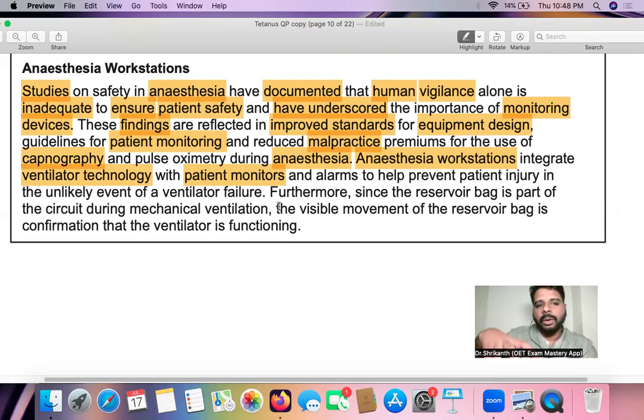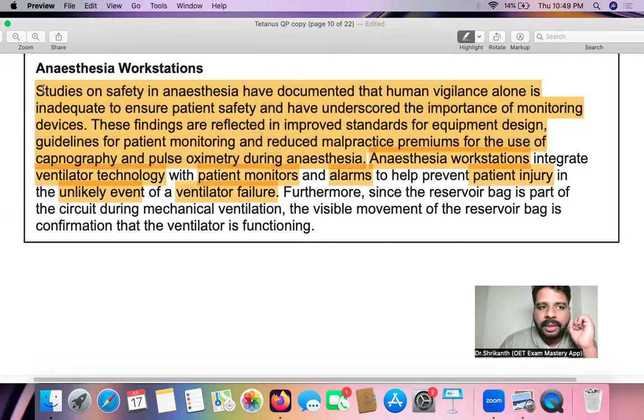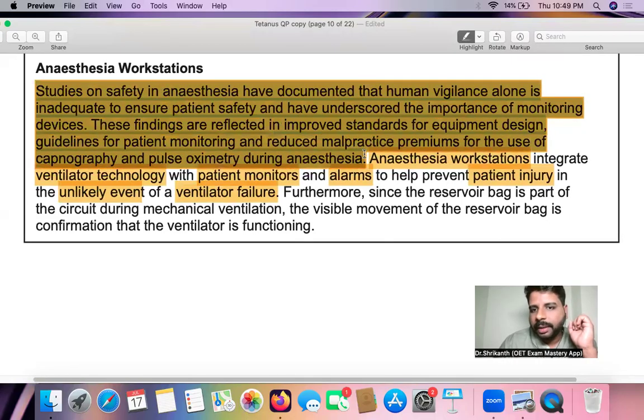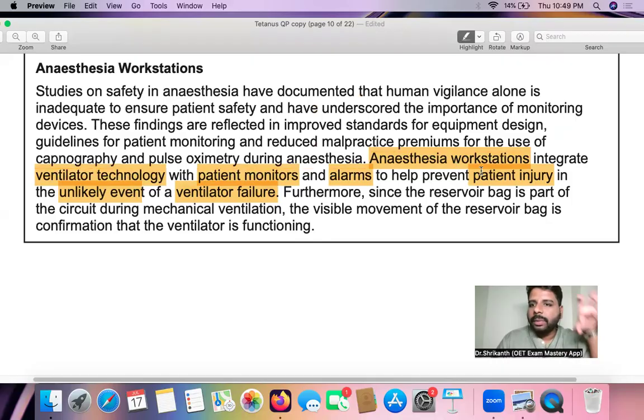Combination. So this technology is now combined with patient monitors and patient alarms. Why? To prevent patient injury, in the unlikely event of a ventilator failure. Now, what is this sentence telling you? When you read the sentence, what do you understand? Here, they are talking about anesthesia workstations.